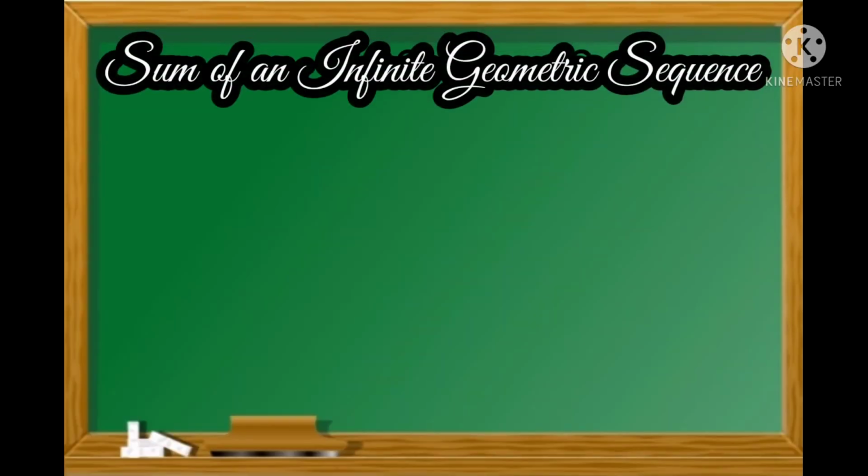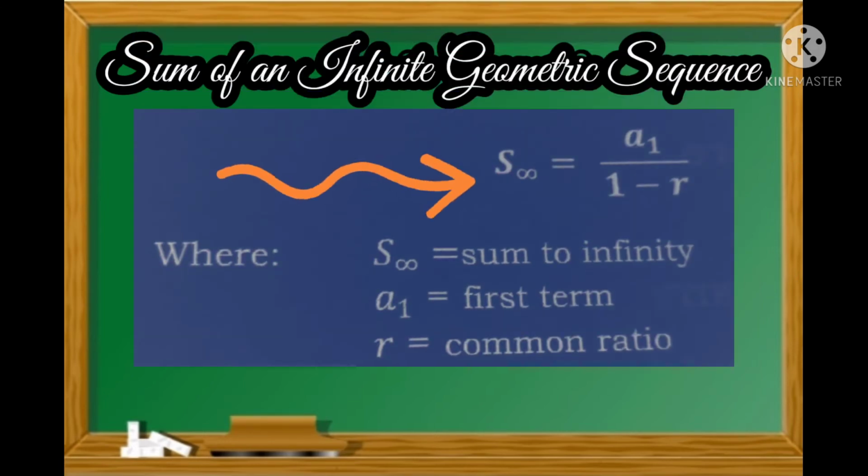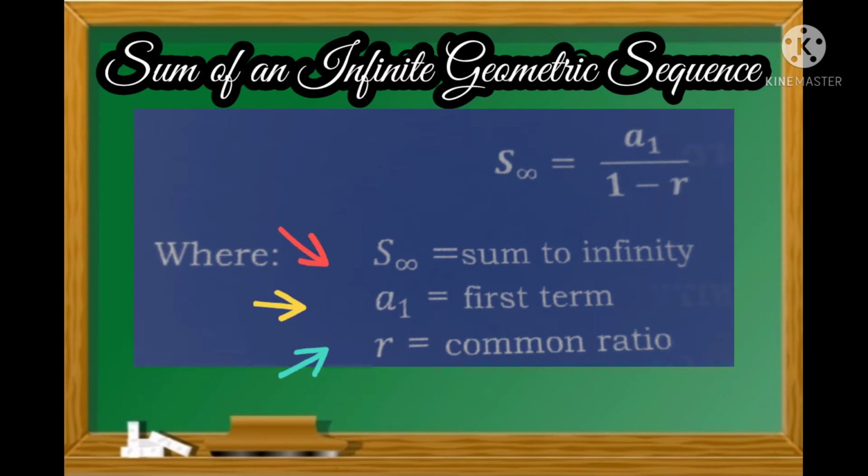To find the sum of terms of an infinite geometric sequence, we will use the following formula. S infinity is equal to a sub 1 over 1 minus r, where S infinity is the sum to infinity, a sub 1 is the first term and r is the common ratio. If we have identified the first term and the common ratio of the given geometric sequence, we can immediately solve the sum of terms of an infinite geometric sequence.